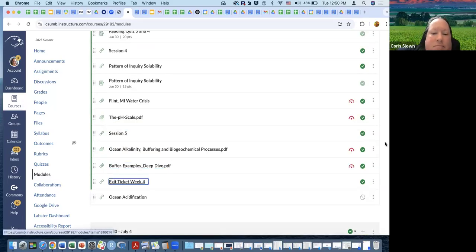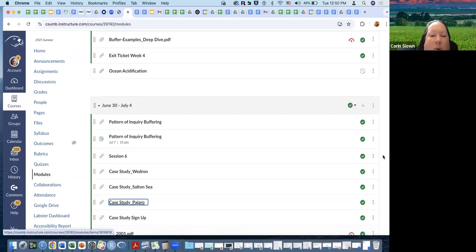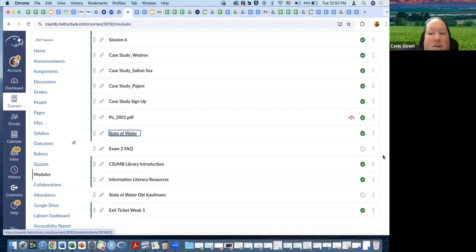So you've got a couple of things you're working on. Don't forget, if you need examples of the buffer calculations, they're here in the deep dive. So please sign up for your case study. We're going to be discussing those on Thursday. If you have questions about the pattern of inquiry for buffers, let me know. Delightful news for you. There's no exam too. But I am going to share some resources from the library for your upcoming community water project, and that's what we'll be talking about on Thursday. So that's all I have for us today. Any questions?